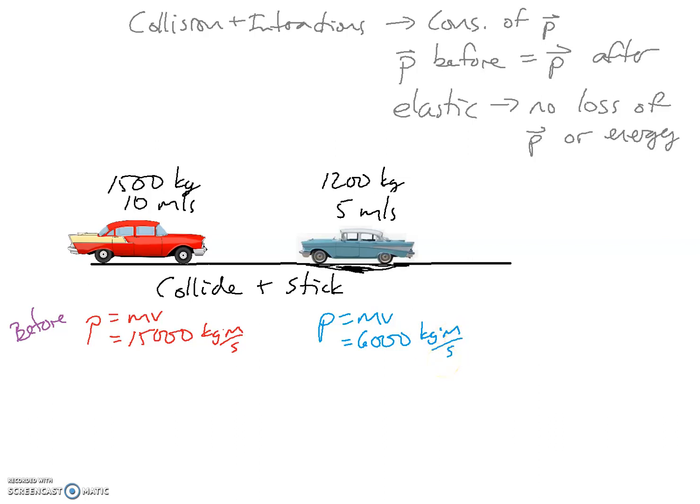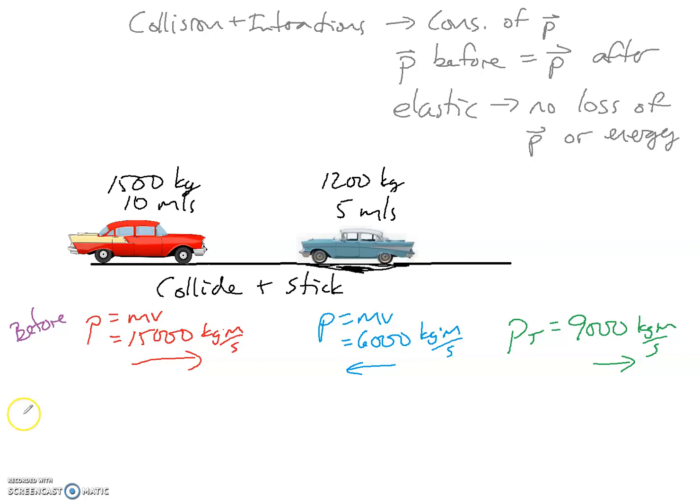Now the only key difference here, this one's going this way, and this one's going this way. So instead of adding them, I'm going to subtract them because they are vector quantities. So my total momentum has to be 9,000 kilogram meters per second towards the right. 15 grand to the right, take away 6 grand to the left, leaves me with 9,000. So that's the momentum I have to end with.